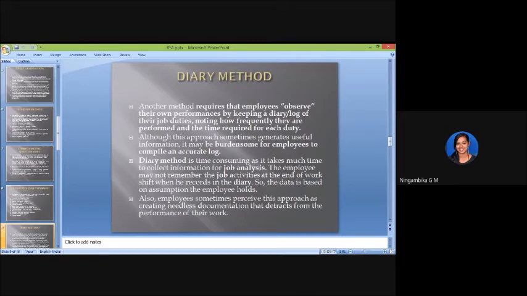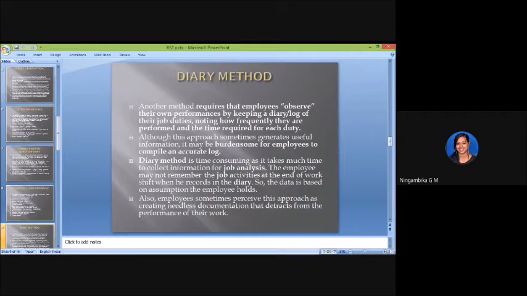The employee may not remember the job activities at the end of the work shift when he records in the diary. Sometimes they are under a lot of stress, like the quarter close season that happens in MNC companies. They have a lot of work to keep tracking, and sometimes they might make a mistake or may not track it properly. That may lead to wrong information given by an employee. In that case, we analyze things as per what the employee has given. As a recruiter or analyst, it is difficult to come up with a solution.